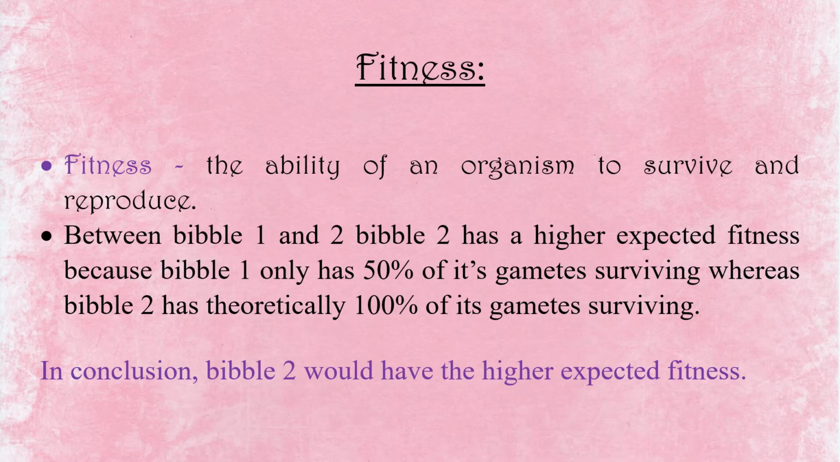Fitness is the ability of an organism to survive and reproduce. Between Bibble 1 and Bibble 2, Bibble 2 has a higher expected fitness because Bibble 1 only has 50% of its gametes surviving, whereas Bibble 2 has a theoretical 100% of its gametes surviving. In conclusion, Bibble 2 would have a higher expected fitness.